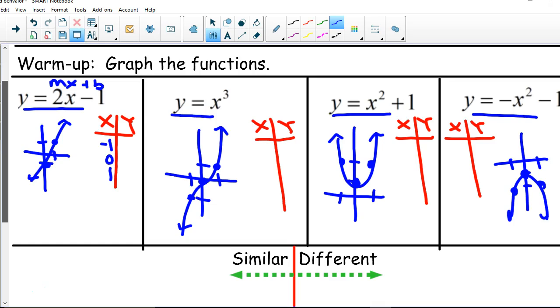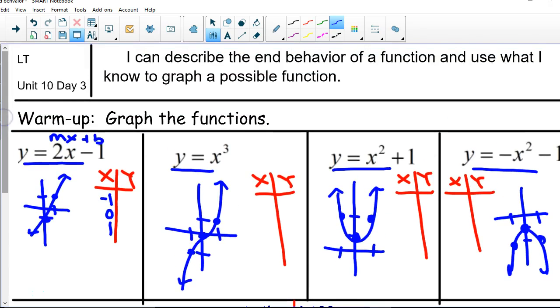All of these things, this list of items that we've generated, are involved with what our learning target is today: I can describe the end behavior of a function, and then use what I know to graph a possible function. The end behavior is what's happening in the ends of the graph. That's really important as we get towards calculus, as we do something called limits. We need to know how to evaluate end behavior, because once we get to calculus, we're going to have to describe that end behavior, which will eventually link to what we call a derivative. But first we just have to be able to describe the end behavior using technical terms.